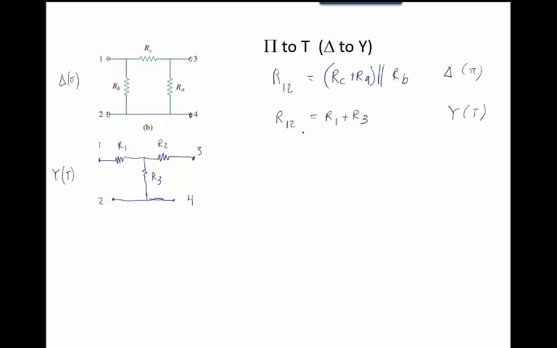Okay, so that's what I measure. So I have this circuit, I want to get this circuit. I have an expression for R between 1 and 2 here. So what I'm going to do is set R12, that's the delta, equal to R12, that's the Y circuit. And then I will get, well, let's do it in the order that I wrote it: RC plus RA in parallel with RB equals R1 plus R2.